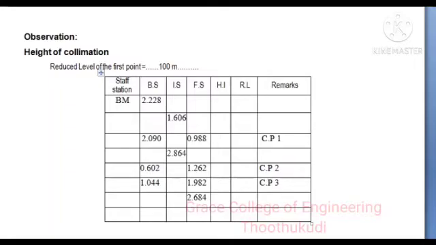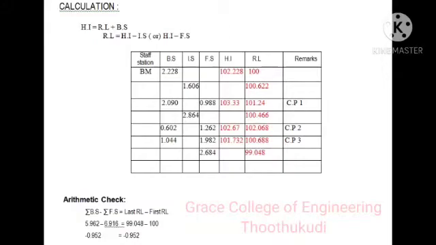If the instrument needs to be shifted to another point, then the last reading is noted in the foresight. The staff is not moved from that point, then the instrument is set at the other point, then the staff is set, and the earlier point is noted as the benchmark reading.